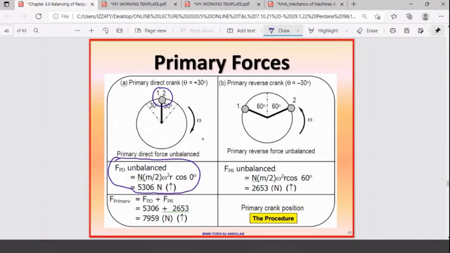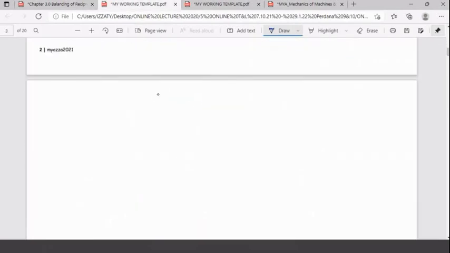But it is easy for you: for any radial engine or V engine, you just put the numbers on the common crank. How many cylinders doesn't matter. Now we move to primary reverse crank. This one is something different from what we have earlier. This one is primary reverse crank.